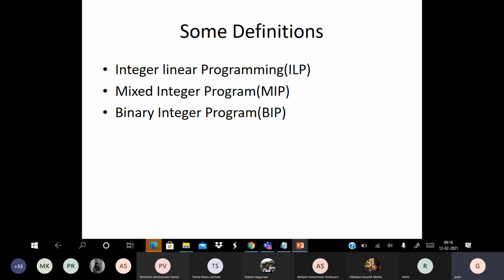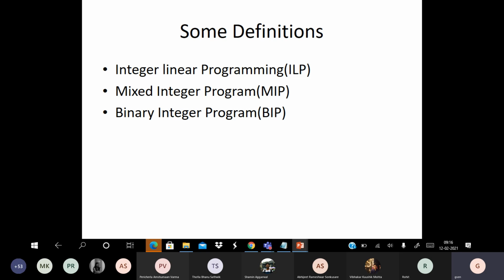Then we have this term, mixed integer program. Mixed integer program means we have a mix of variables. Some variables are allowed to be continuous while some others must take discrete values or integer values. So we have a mix of variables.